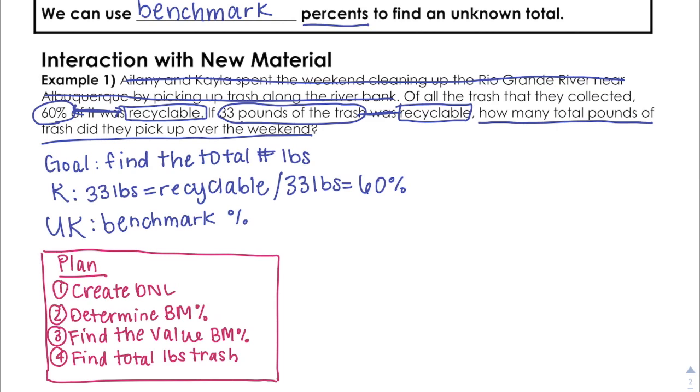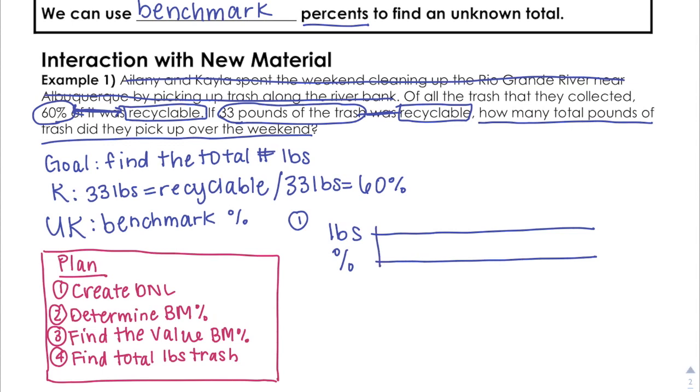All right, let's get started with step 1. Create our double number line. First thing we have to do when we create a double number line is labels. So we're comparing pounds to percent. Okay, we start with zeros.